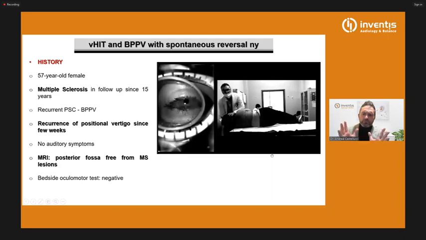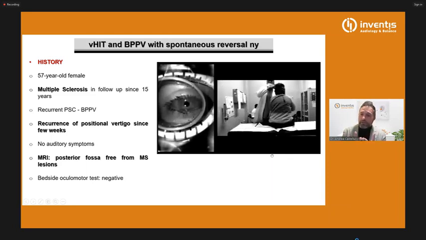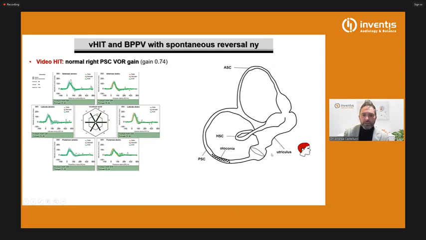This is a typical posterior canal BPPV, let's say. She has a recurrence of BPPV. She has multiple sclerosis, so I could also imagine that we could have some mimic, some positional nystagmus that was mimicking, but she has a typical posterior canal BPPV. Okay, and I treated her with Epley maneuver. She had the normal VOR gain for the affected canal. This is the posterior canal on the right side.